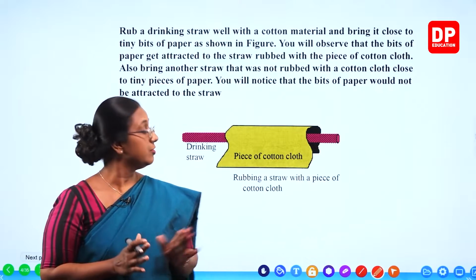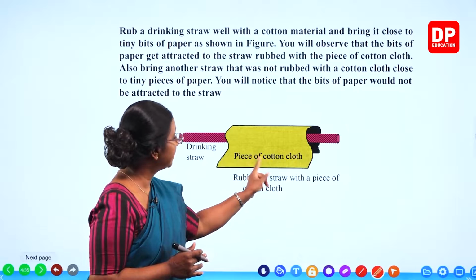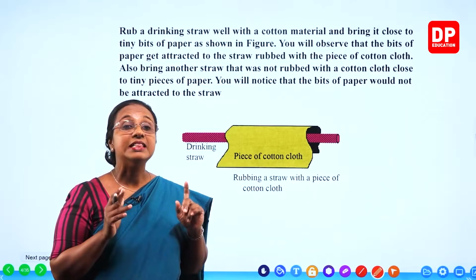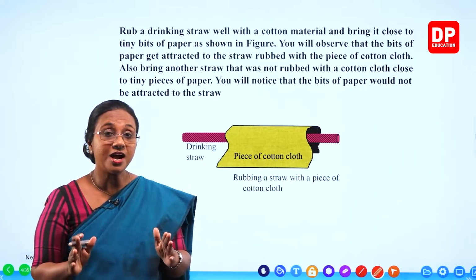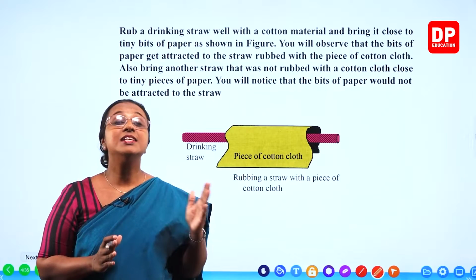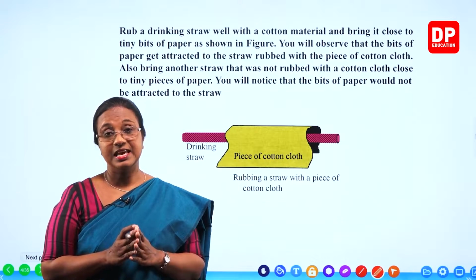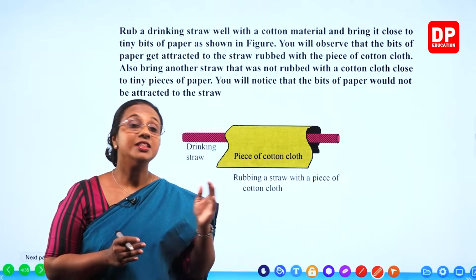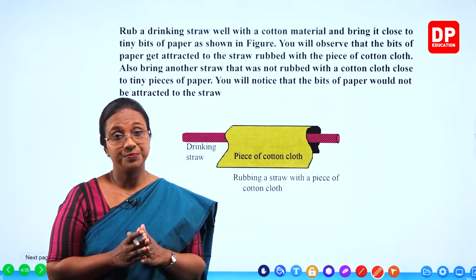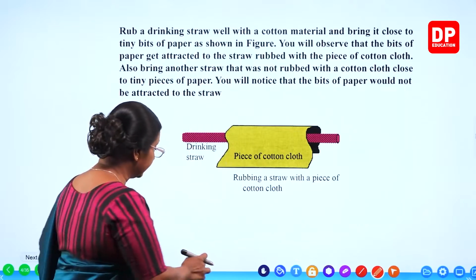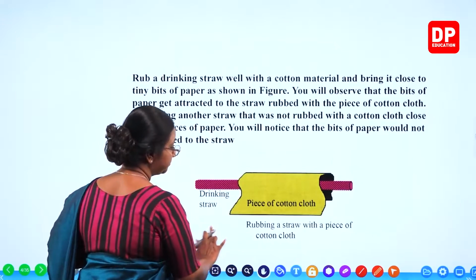So only when you rub the drinking straw with a piece of cotton cloth, there is a charge generated. And this charge is what we call static electricity. Due to that charge, the tiny pieces of paper get attracted to the straw. Now we will look at the explanation there.